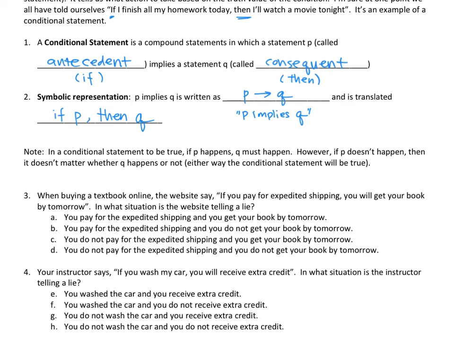I want to say that for a conditional statement to be true, if P happens, then Q must happen. So in order for "if I do my homework today, then I watch a movie tonight" to be true, if I did my homework, I have to watch a movie to make the whole statement true. So that's what it says here. For a conditional statement to be true, if P happens, then Q must happen. However, if P doesn't happen, then it doesn't matter whether Q happens or not. Either way, the conditional statement will still be true.